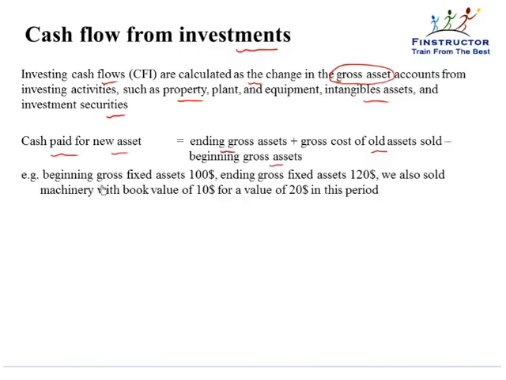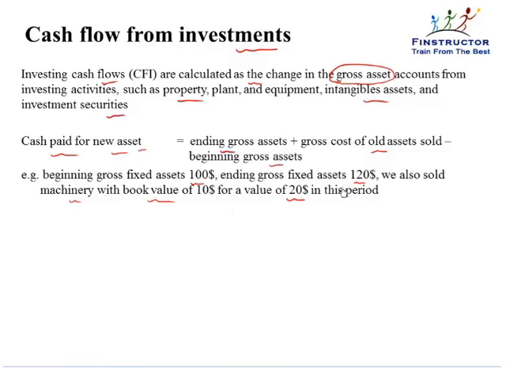Suppose that we had beginning gross fixed assets in our company in total of $100. The ending gross fixed assets at the end of the period have gone up to $120. And we know that we also sold machinery in this period with a book value of $10 for a price of $20. So compute the cash paid for new asset and subsequently the cash flow from investments.